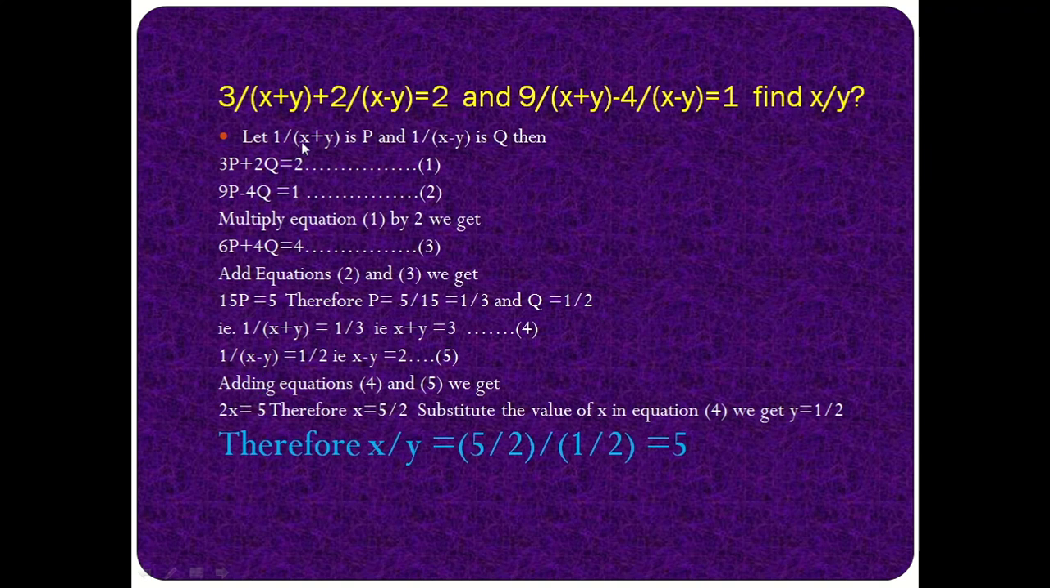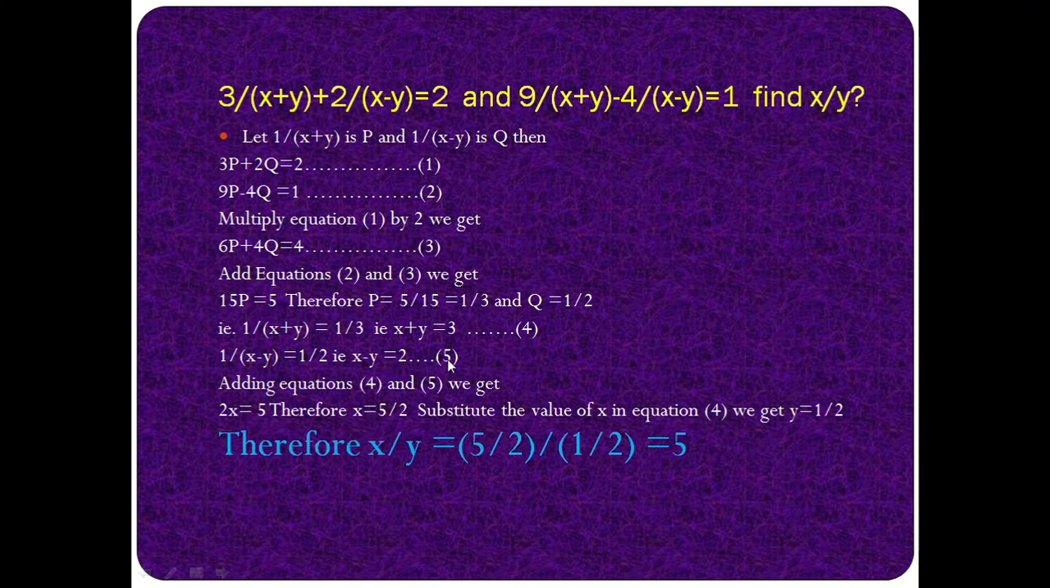Then let us go to our assumption. So what is p? 1 divided by x plus y. So 1 divided by x plus y is equal to p. What is the value of p? 1 by 3. That is x plus y is equal to 3. You cross multiply, so you are getting x plus y is equal to 3. We are giving it as equation number 4. Likewise, 1 by x minus y is equal to 1 by 2. This is q. 1 by x minus y is equal to 1 by 2. So x minus y is equal to 2.